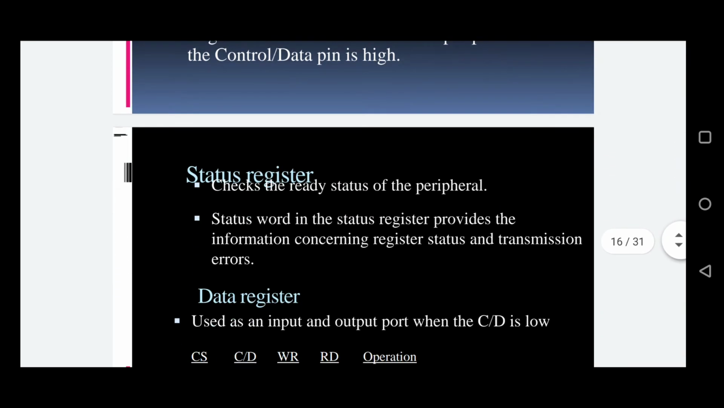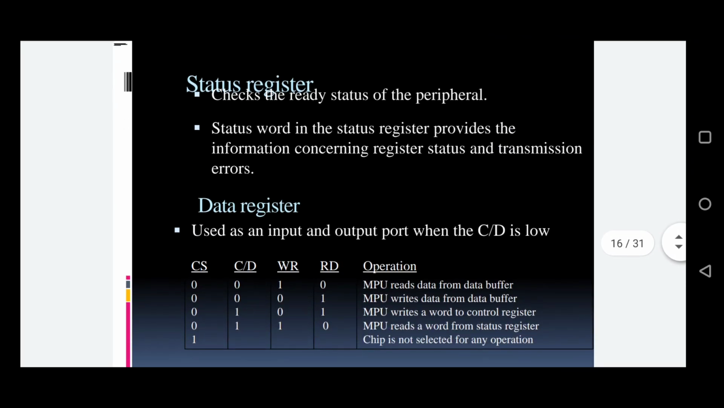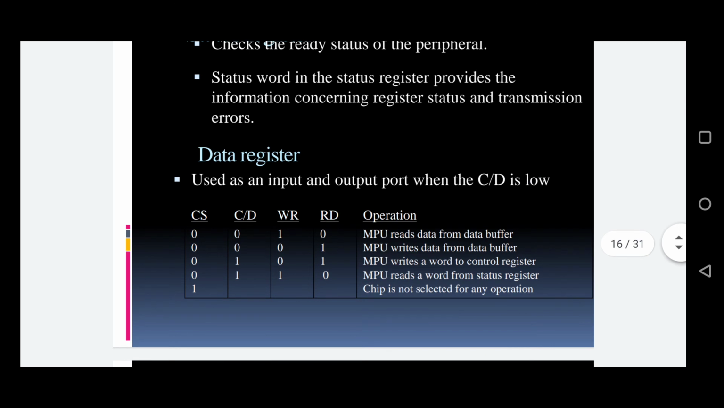The next register is the status register. The status register will be used to show the status of the 8251. And the data register is used as an input and output port when C/D is low. I already explained this, guys. When C/D is low, the data will be accessed. When the same pin is high, the command word or the status word will be accessed.